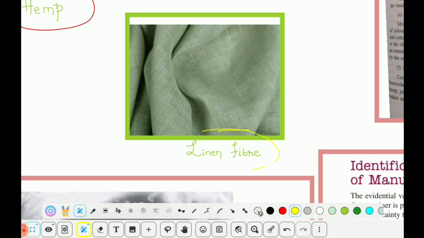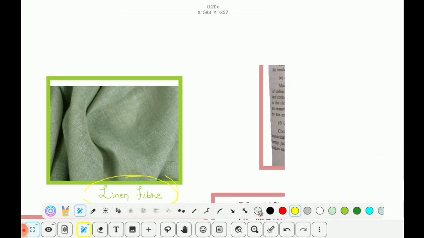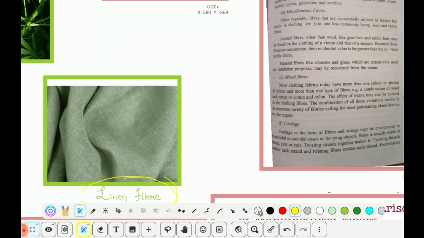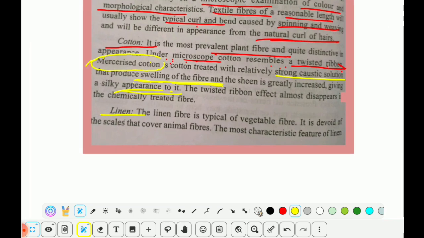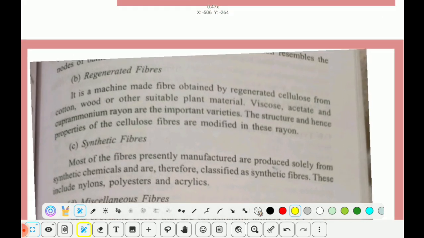And then we have linen. This is how cloth made up of linen material looks. This is the linen fiber. This is also one of the most commonly used vegetable fibers, and it lacks the scales. Scales were present in wool fiber, we have already discussed it. So linen does not have this scale, they don't possess it.